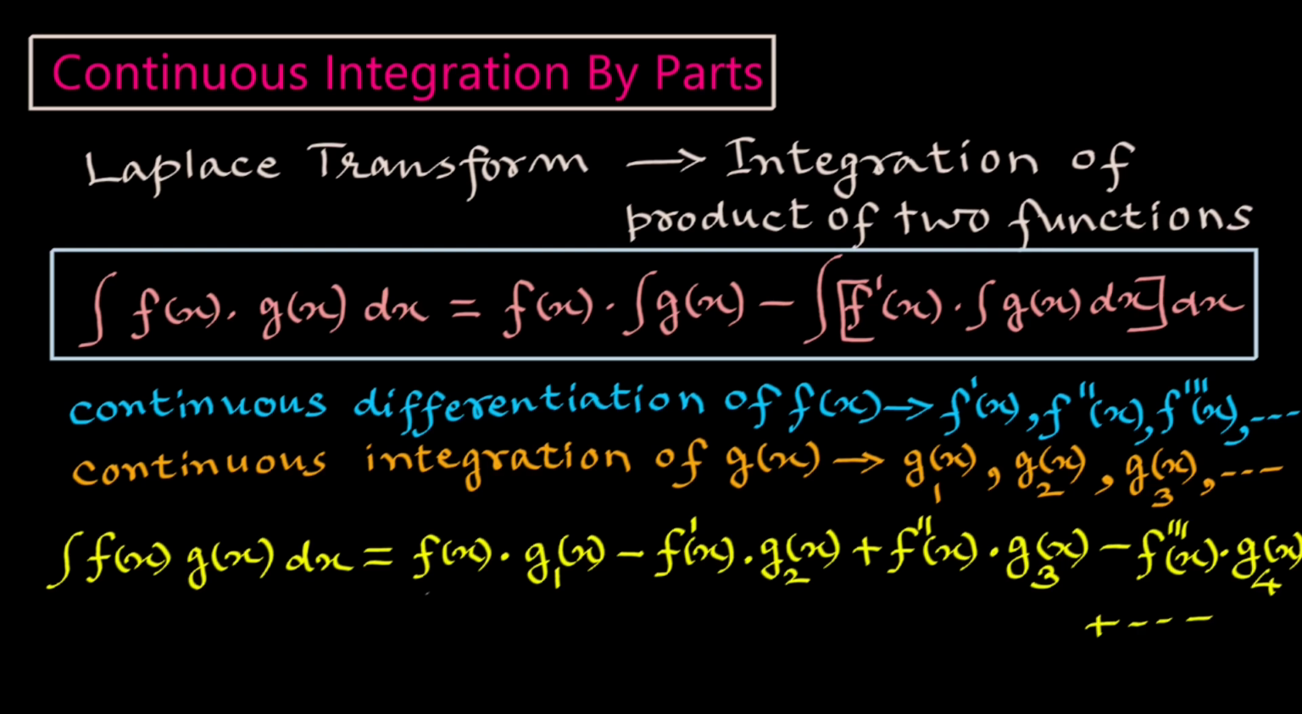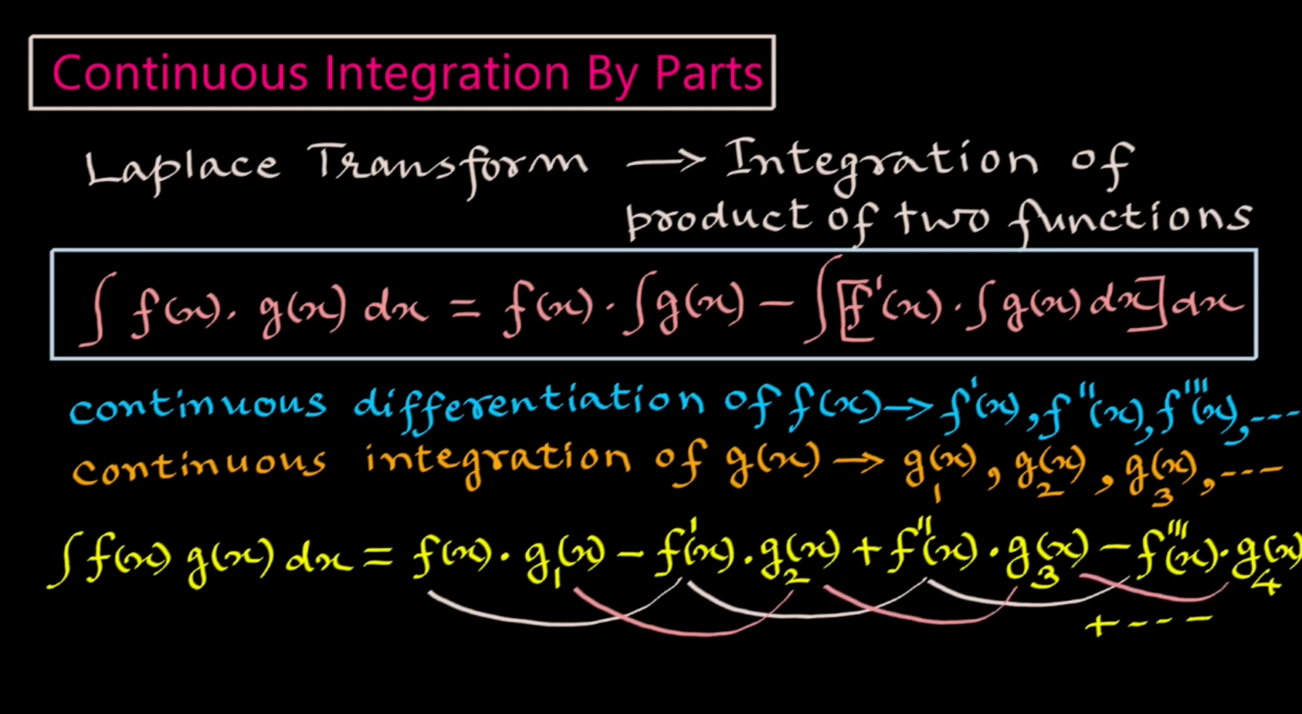So here we have to start with f(x), then f dash x, then f double dash x, then f triple dash x, and in case of integrals, first integral g(x)1, then g(x)2, then g(x)3, then g(x)4, and so forth. And importantly, we have to use alternate signs, plus, then minus, then plus, then minus, and so forth. This is very convenient and you can find integration by parts in one go.